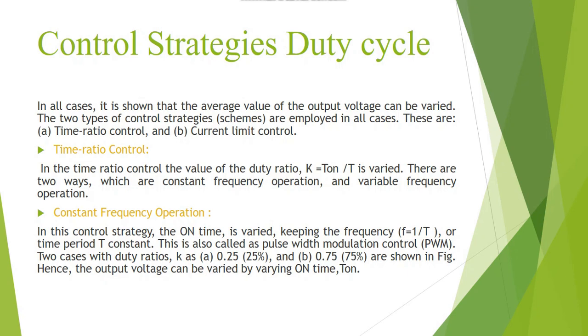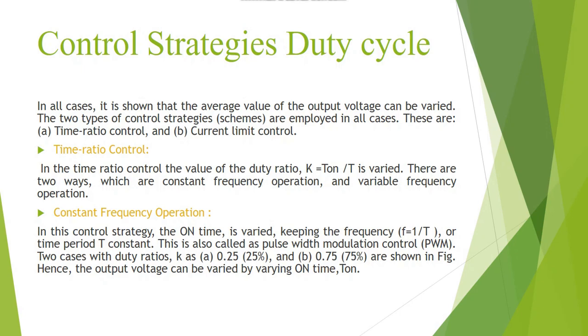We know that in the case of the boost converter, the output equation is V0 is equal to Vs by 1 minus D. In the case of the buck converter, the output equation is V0 is equal to Vs into D. So that means the output voltage can be varied by the duty cycle. If the duty cycle value is changed, we can easily get the output voltage value to change as well.